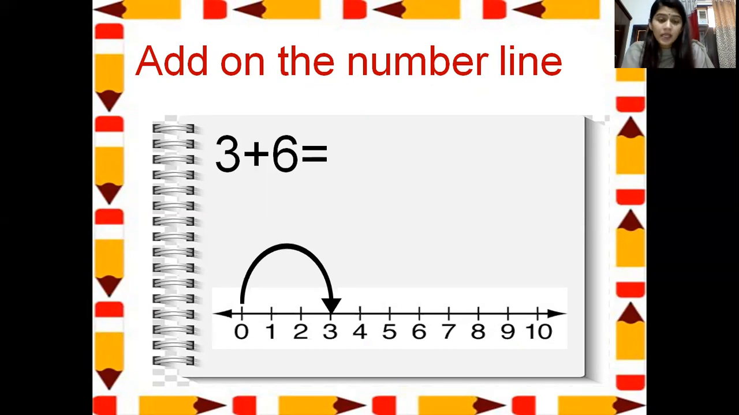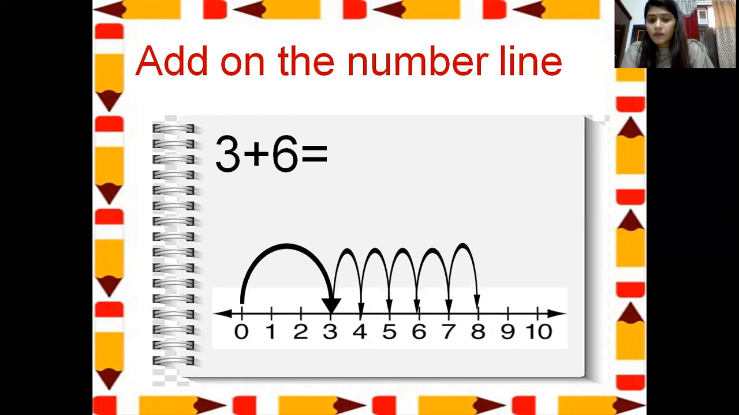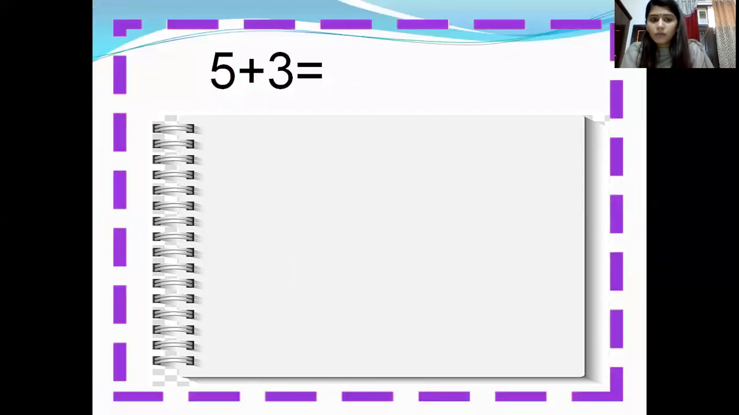Next is 6. We will take 6 steps forward. 1, 2, 3, 4, 5, 6. Now we are at 9. So the answer is 9. We will circle the answer like this, and then we will write the answer here in front of the question. So 3 plus 6 is equal to 9. You all know this. Now you can do it by yourself.